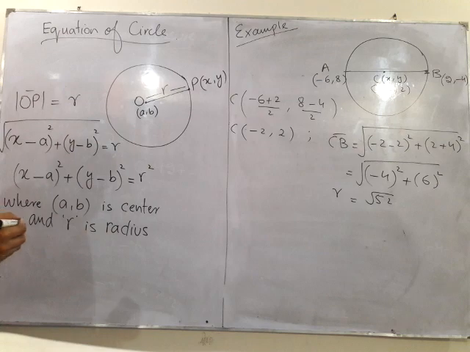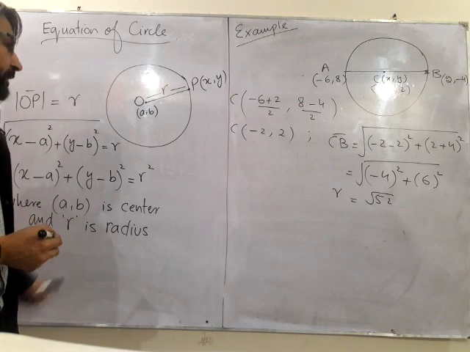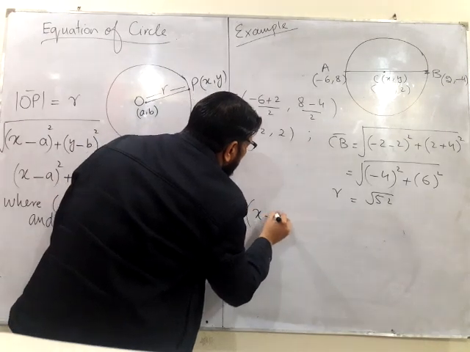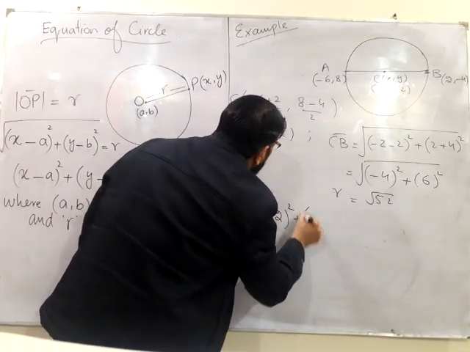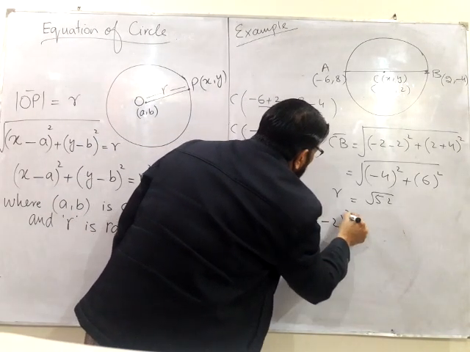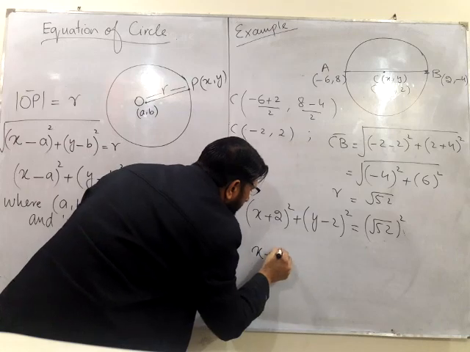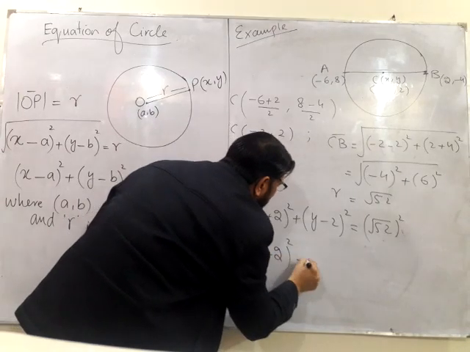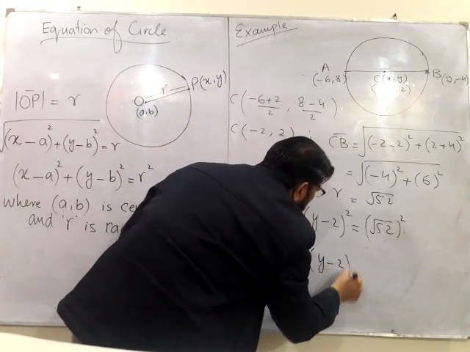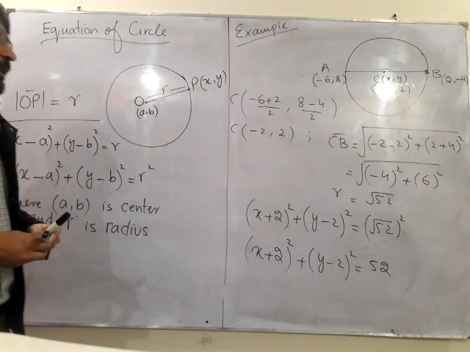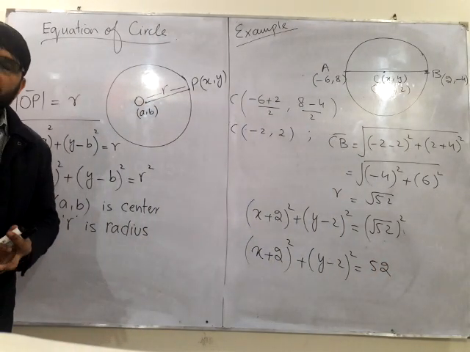Now we have both the values with us, the center and the radius. So placing them in the general equation, (x plus 2) square plus (y minus 2) square equals square root 52 square. So we reach (x plus 2) square plus (y minus 2) square equals 52. This is the equation required.